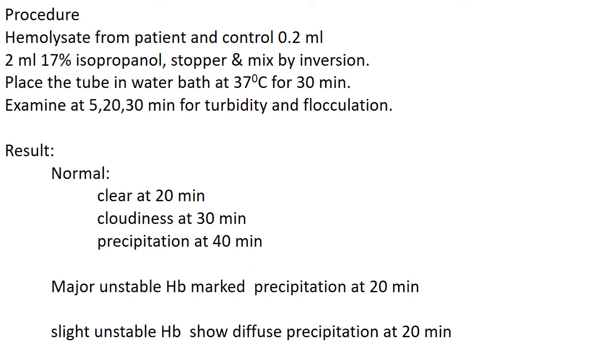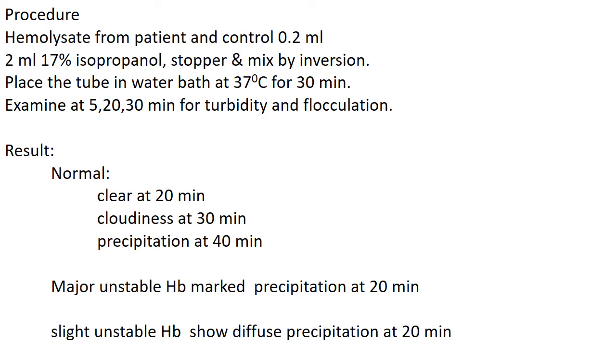Procedure of the test. Freshly made hemolysate from the patient and normal control, that is 0.2 ml is taken. To this hemolysate add 2 ml of 17% isopropanol in a tube. Stopper each tube and mix by inversion. Inversion is by tilting the tube.